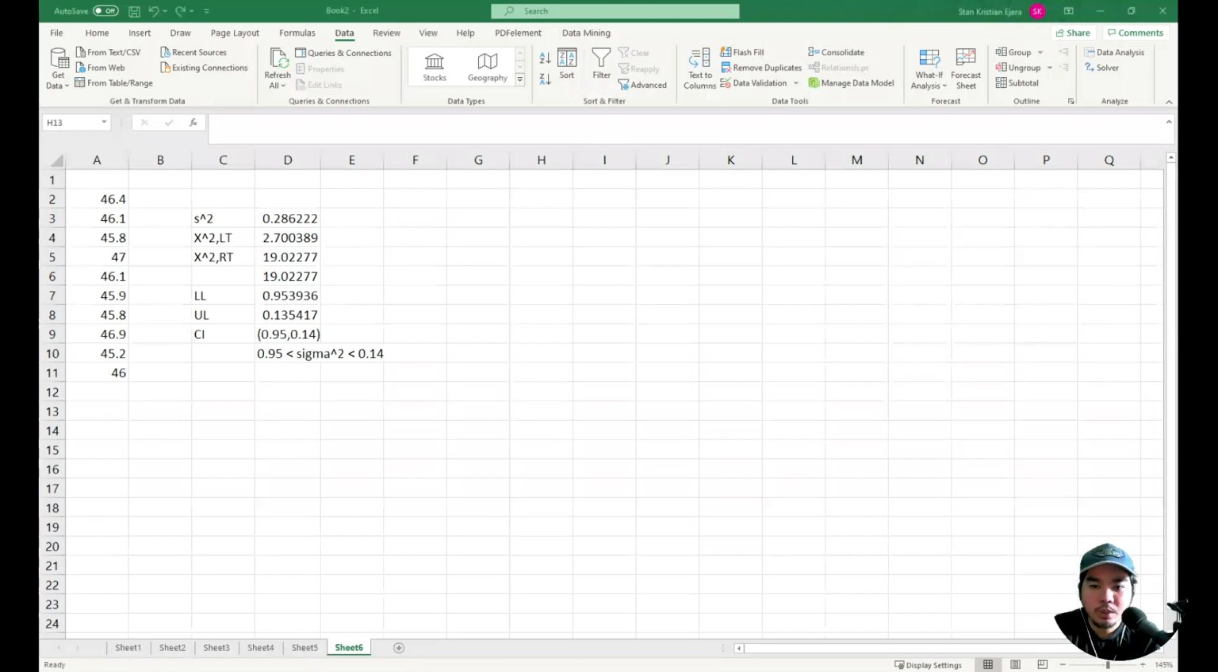Oh, wait. May i-check lang ako saglit guys. So, F tables. Hanap lang ako yung F table ah.